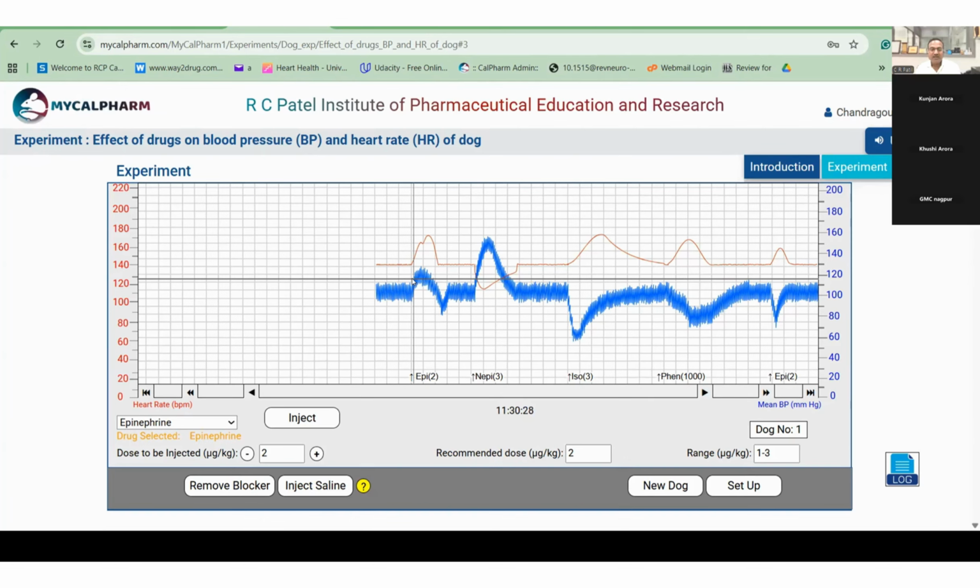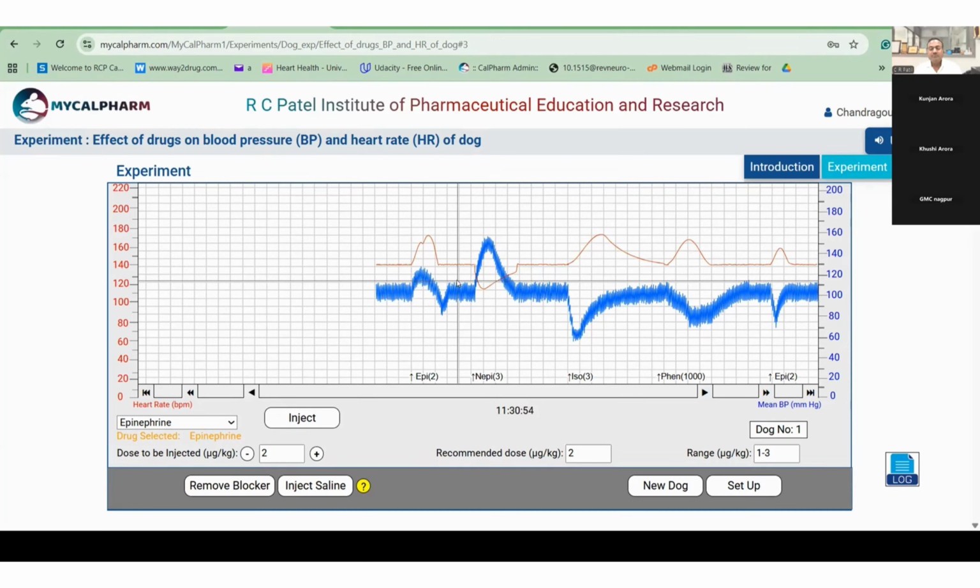So I think you are getting how this powerful simulation not only helps us in telling about the practical aspects of pharmacology, but is also helping us in telling our students about very complex concepts related to the autonomic nervous system or cardiovascular system. There are many such other examples.